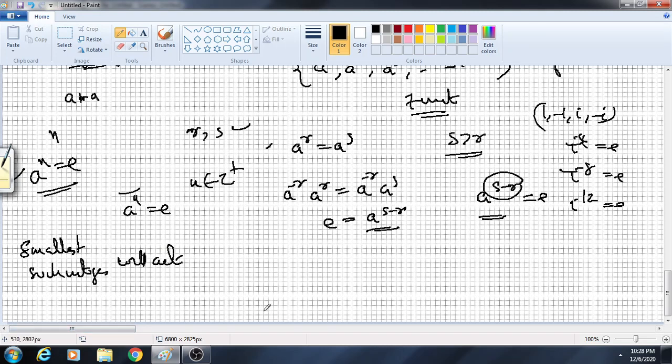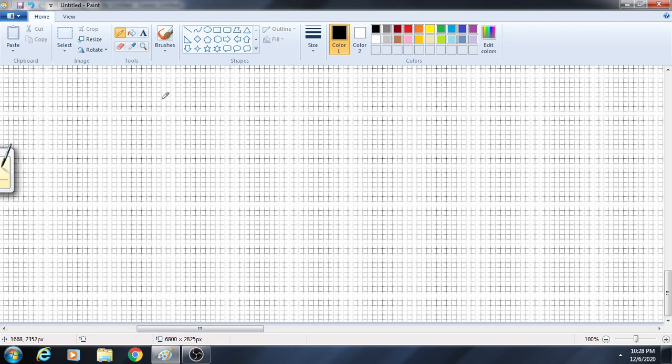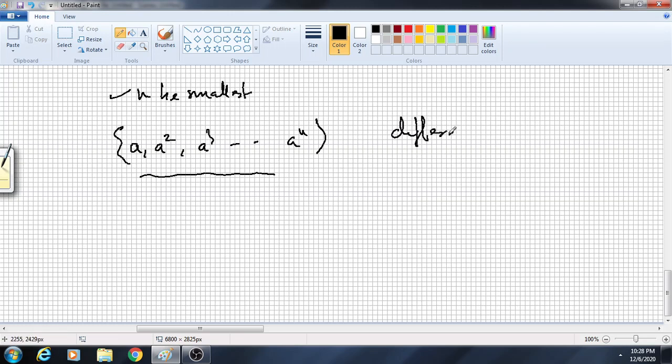Okay, so for that, let n be the smallest such integer. There can be many such integers, so I am choosing n to be the smallest such integer. And again I am going to consider the set a, a squared, a cube, etc., a raised to n. I am going to claim that every element of this set is different.